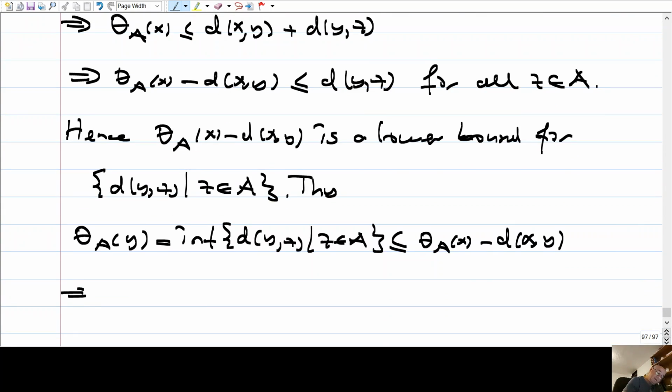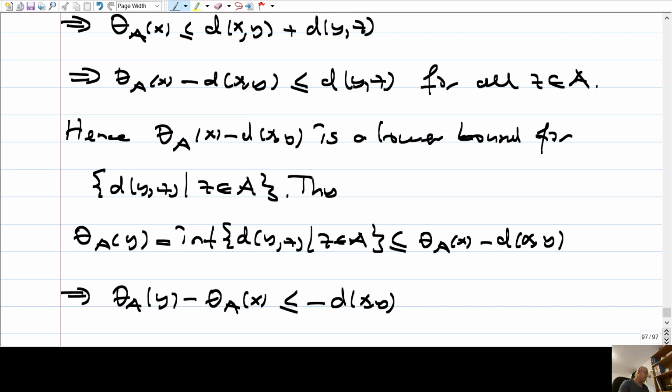So we obtained the following: theta_A(y) minus theta_A(x) is less than minus d(x,y). Wait a minute, I made a mistake, I guess.